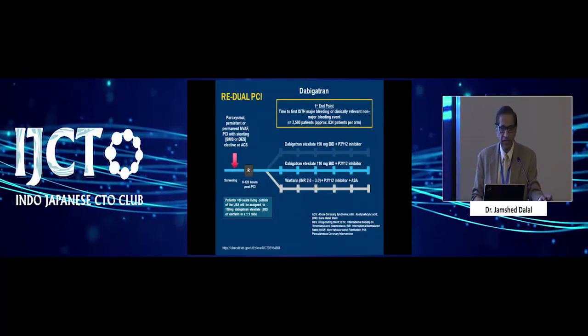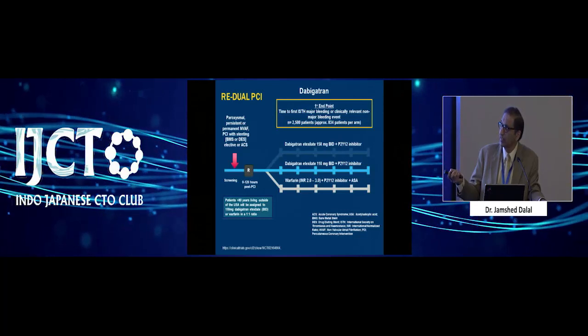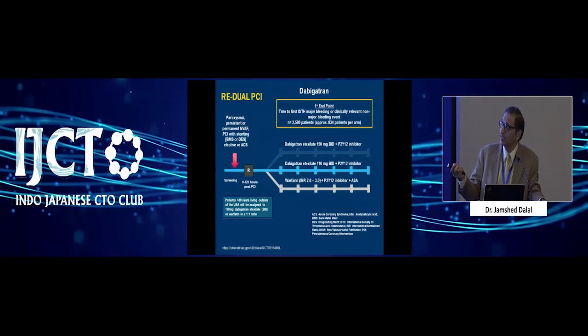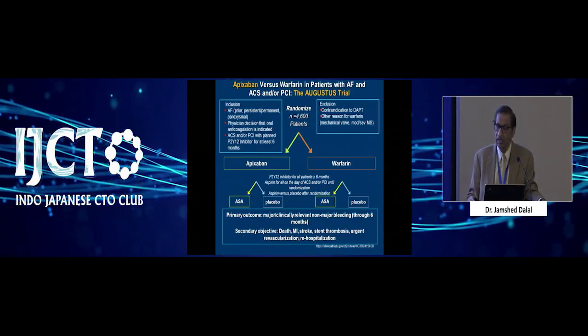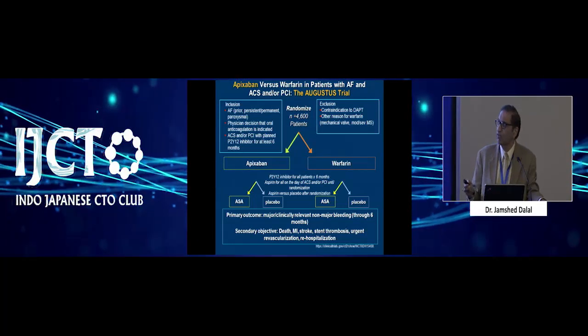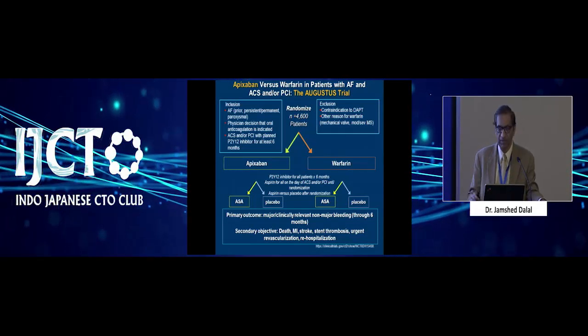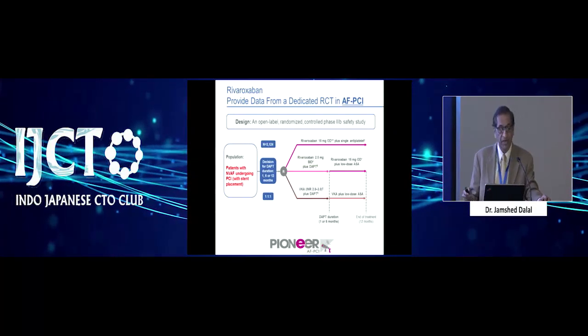So there are a number of trials which are in progress, and we don't have the results. There's one with dabigatran along with P2Y12 inhibitors, the RE-DUAL PCI trial, which is still in progress. There's a trial called the AUGUSTUS trial with apixaban, and same again, warfarin versus apixaban, aspirin, placebo. We still don't have the results of that. But we do have the results of the PIONEER trial.